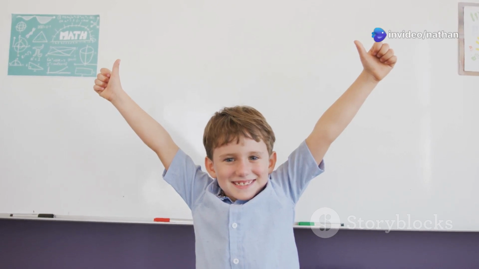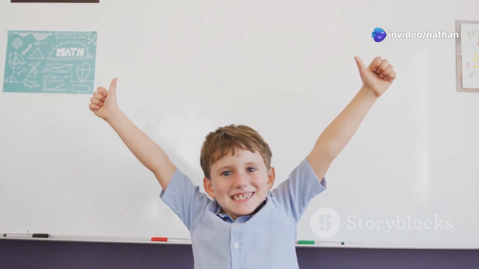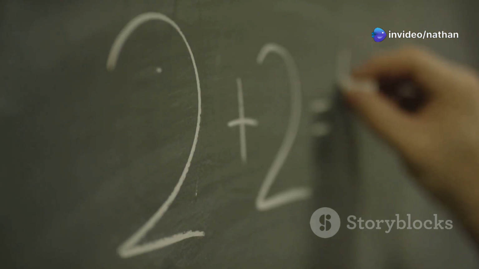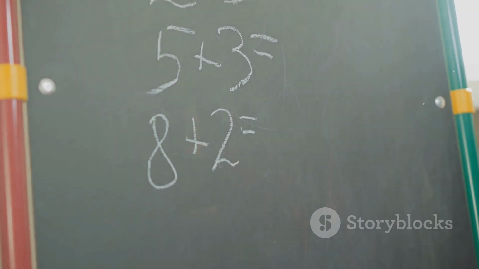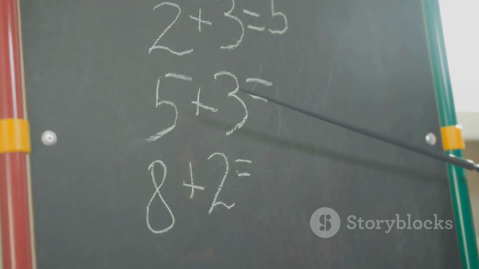The top number is the numerator, which tells you how many parts you have. The bottom number is the denominator, which tells you how many equal parts the whole is divided into. For example, in 3/8, 3 is the numerator and 8 is the denominator.